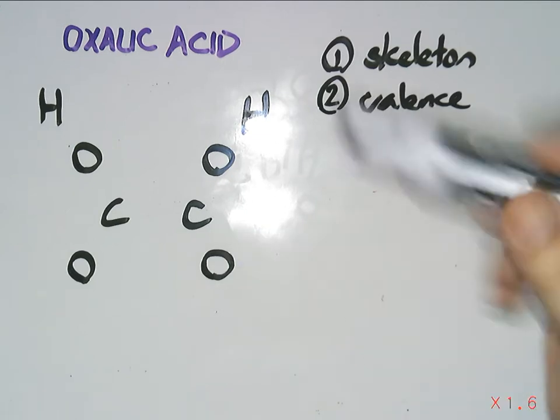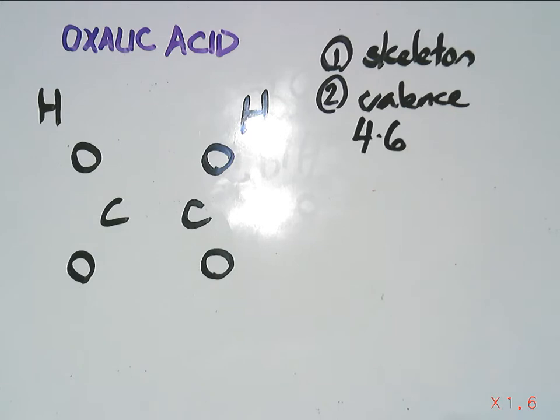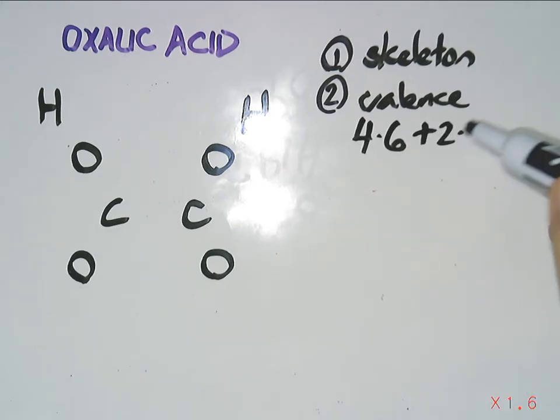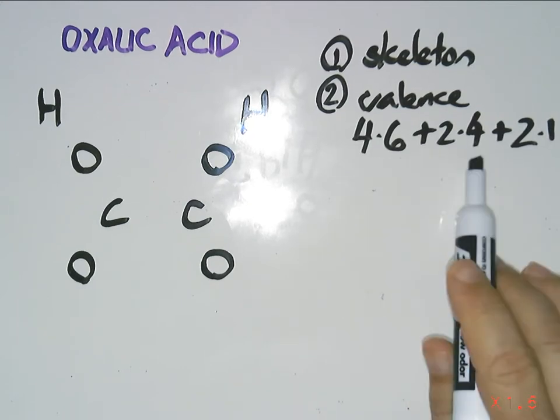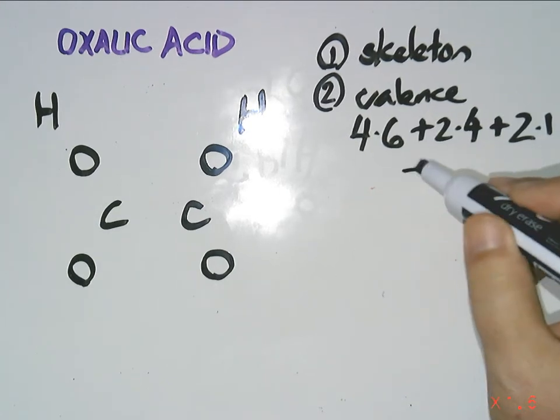So we have 4 oxygens at 6 apiece. We have 2 carbons at 4 apiece. And we have 2 hydrogens at 1 apiece. So we have 24, and 8 is 32, 34.